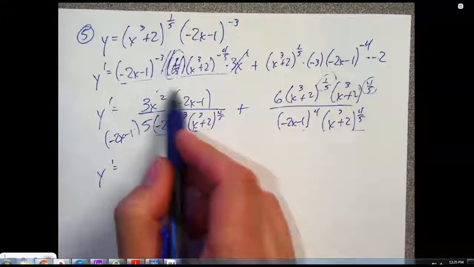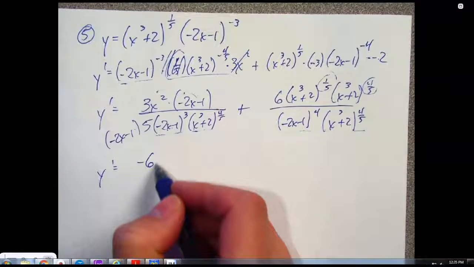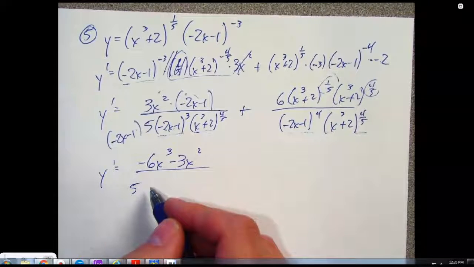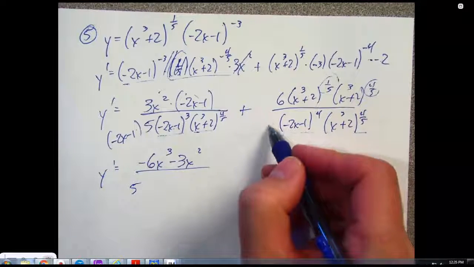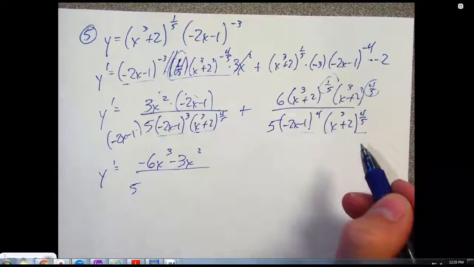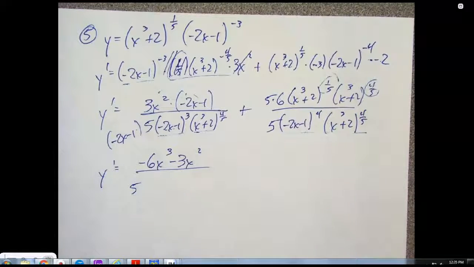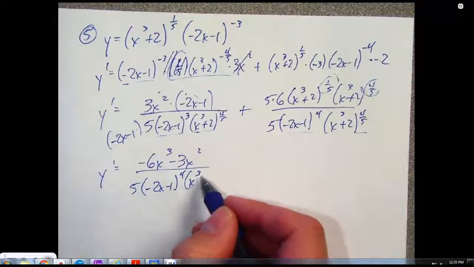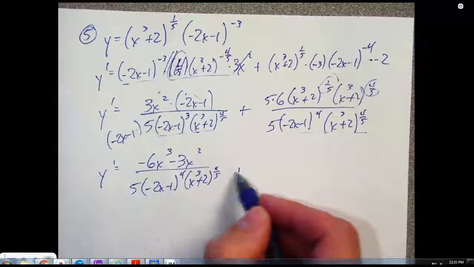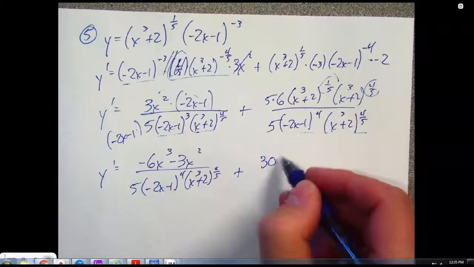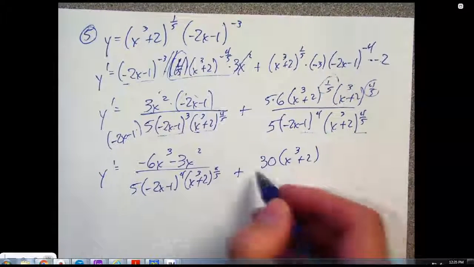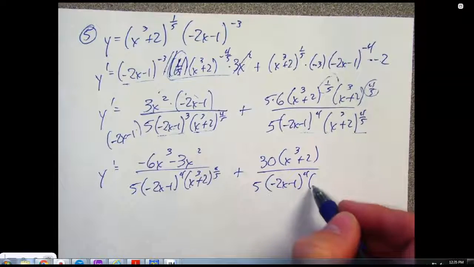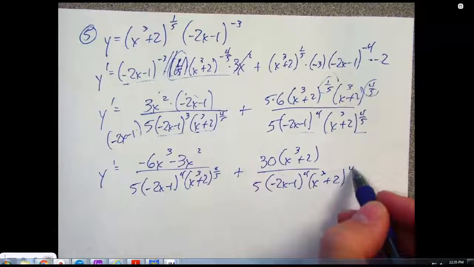So kind of clean it up here. Let's distribute while we're doing this. So negative 6x to the third minus 3x squared over 5. Oh, I forgot the 5. Okay. I need a 5 over here too. So there's going to be a 5 here, which means I need a 5 up there. Alright, getting back over here, we have 4 of these now. We have 4/5 of these. And then I have 30 times x to the third plus 2 over 5 times these chunks on the bottom.